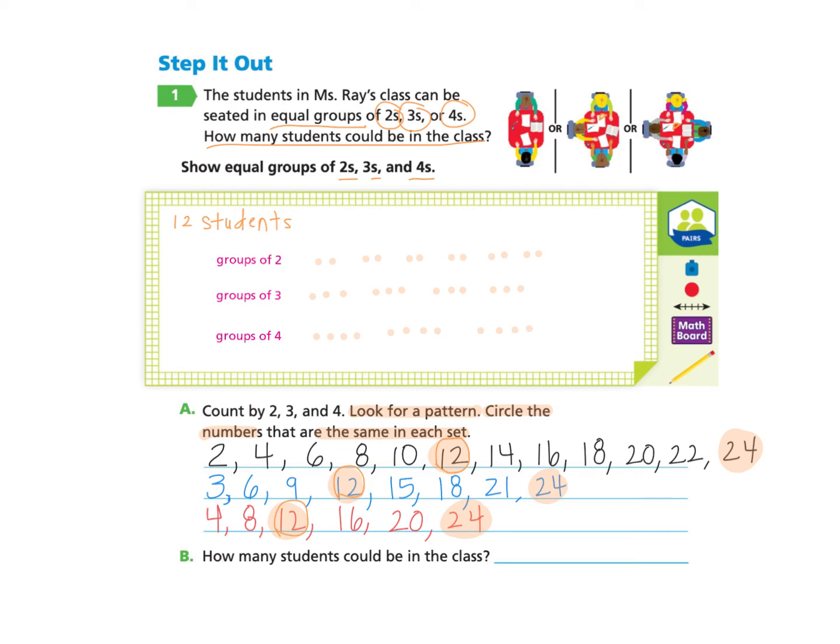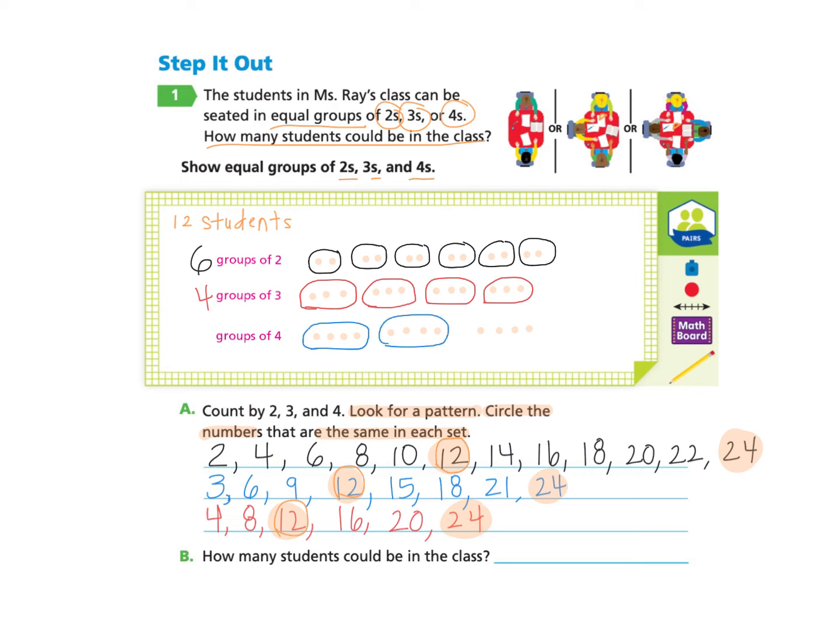Now I'm going to go back and just group them. So this is groups of 2. I'm creating groups of 2 in the 12 students there. And I find that I have 6 groups of 2. And then in my groups of 3, I'm going to be grouping them by 3 here. And I find that I have 4 groups of 3. And then in my final one, I'm grouping by 4. And when I do that, I have 3 groups of 4. Part B asks how many students could be in the class. And we can answer 12 or 24 students as a possible answer.